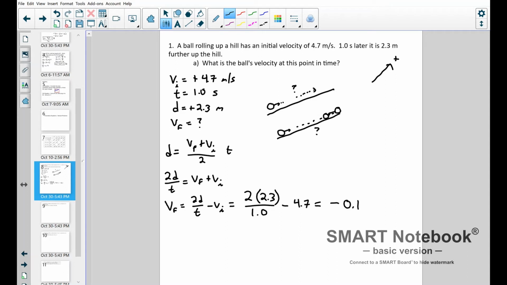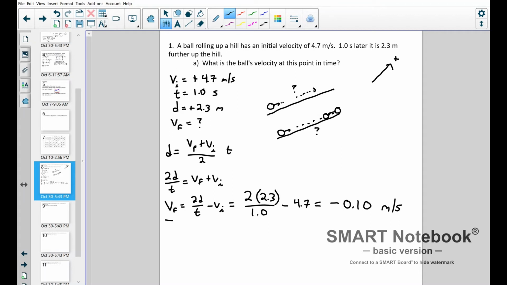Now there are 3 things I need to do to complete this answer. The first one is that I need to check for sig figs to make sure that I've rounded off correctly. In this problem, all of my given information has 2 sig figs, so I need to write my answer with 2 sig figs, so I'm going to need to add a 0 onto the end of it. The second thing I need to do is consider units. Since this is a velocity, I know my units are meters per second.